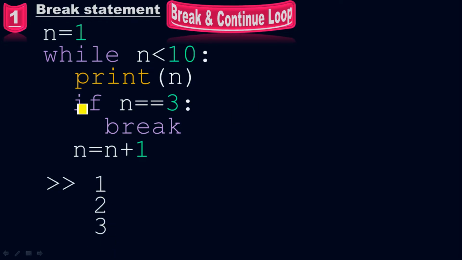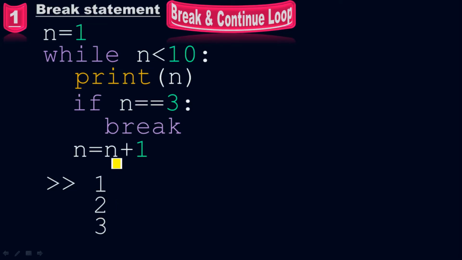But here we pass a break statement. Look, this if is a conditional statement, but a break conditional statement. It is a break statement. The break statement says that if n equals 3, then give a break. So first we start with the 1. 1 will be added to the previous value. The previous value is 1, so 1 plus 1 will be 2.